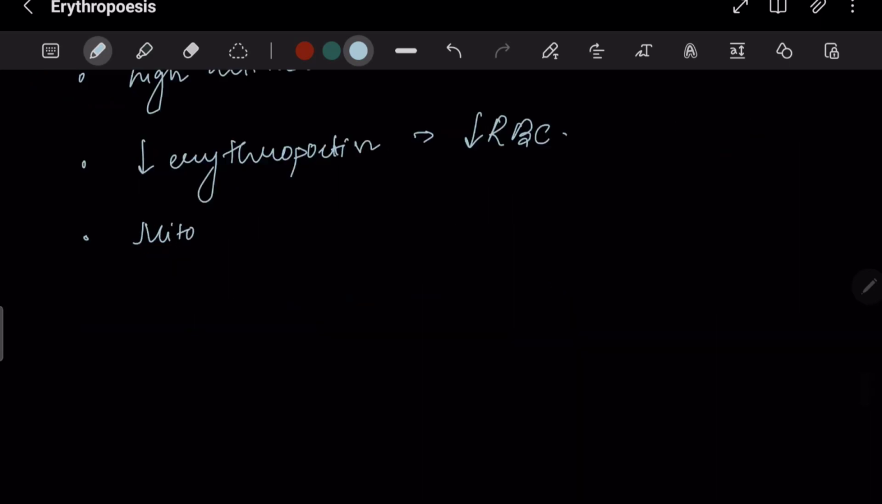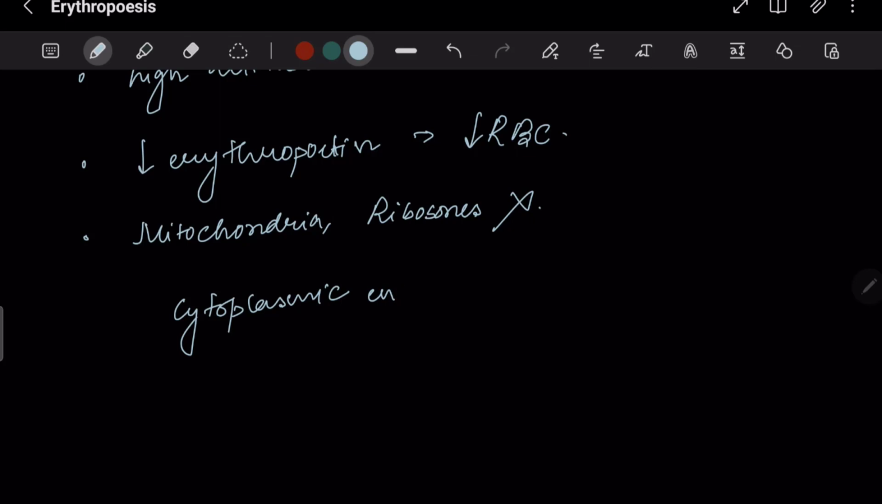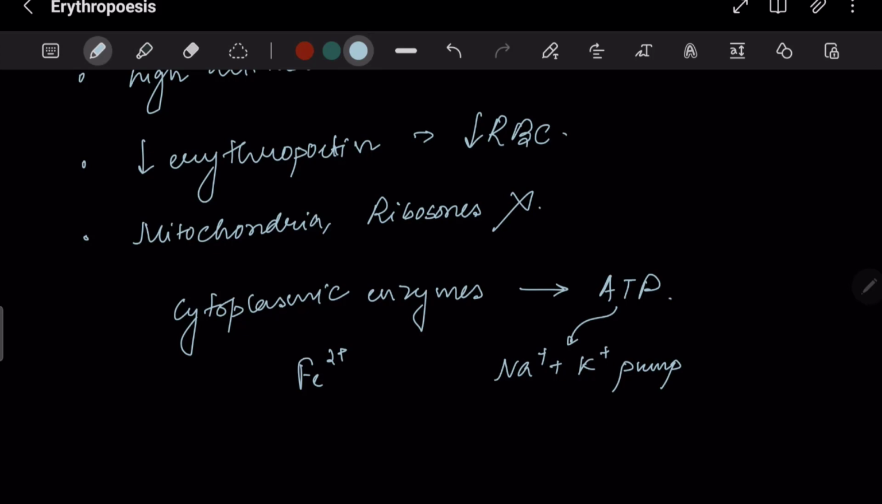Right? RBCs do not have membrane-bound organelles like mitochondria and ribosomes. Now, there must be a question: how does the RBC then perform its metabolic activities? What happens is RBCs have some cytoplasmic enzymes which help in the metabolization of glucose and produce ATP. The enzymes help in maintaining the flexibility of the red cell membrane and keep the iron in the Fe2+, that is ferrous state. The ATP is required in maintaining the function of the sodium potassium pump.